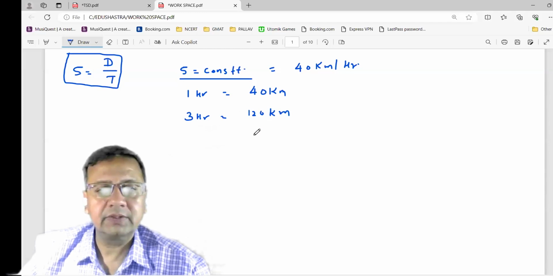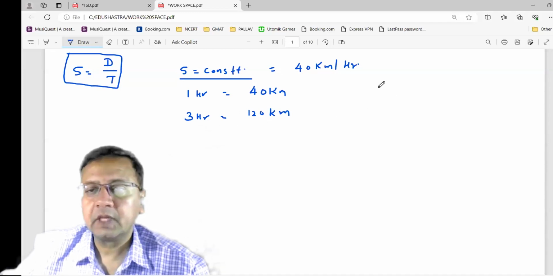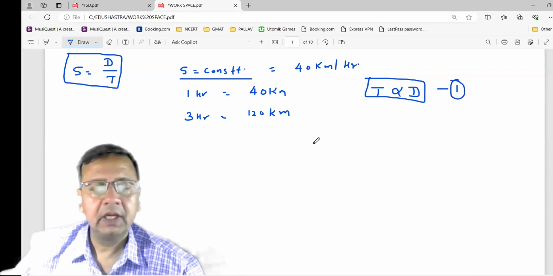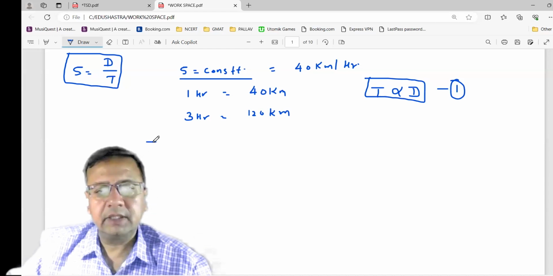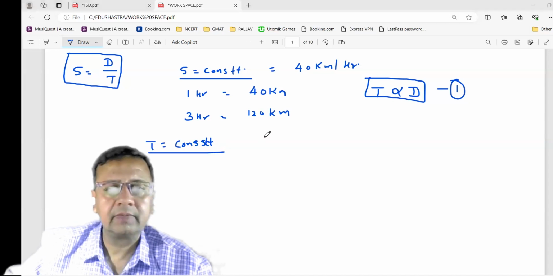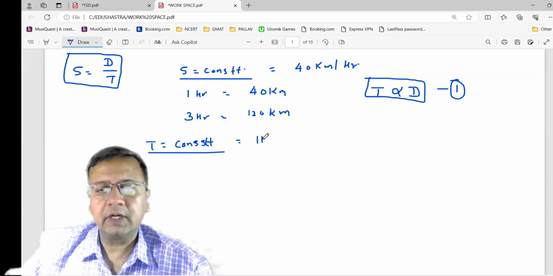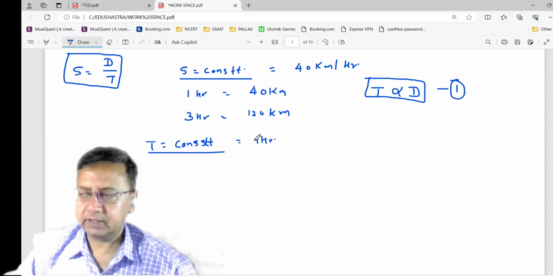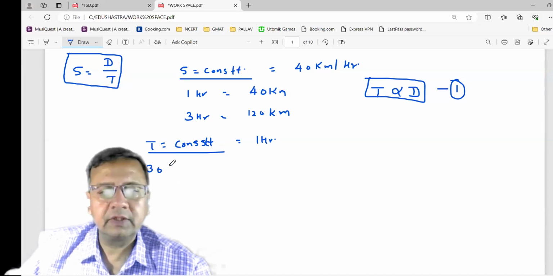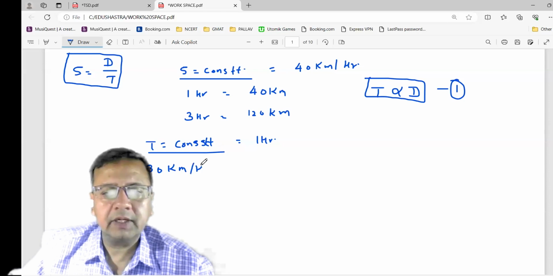So when speed is constant, can I say time is directly proportional to distance? This is the first relation you are getting. Second, if I say time is constant, right? So suppose you fix 1 hour of time. Right? You fix, I'll travel only 1 hour. Now assume that you're traveling with a speed of 30 kilometer per hour, right?